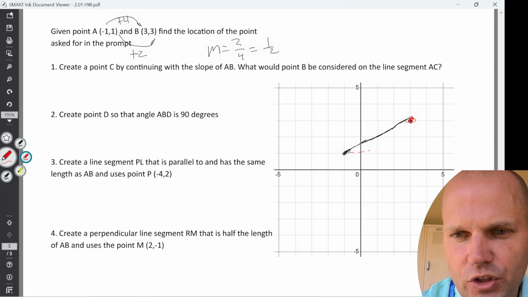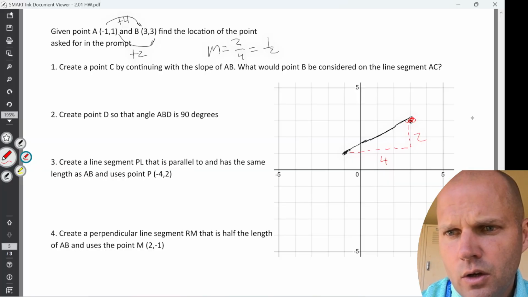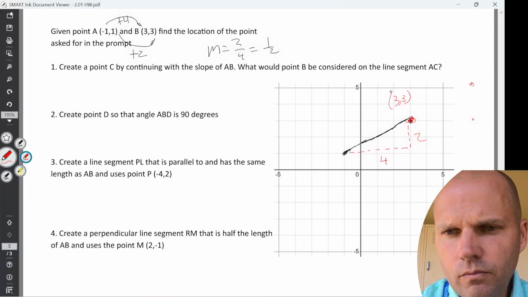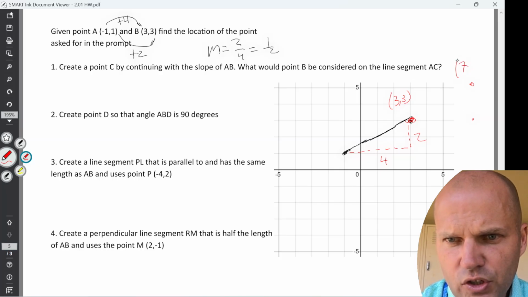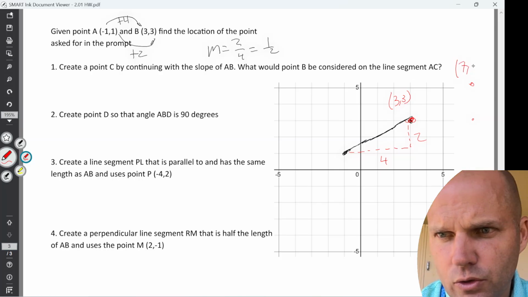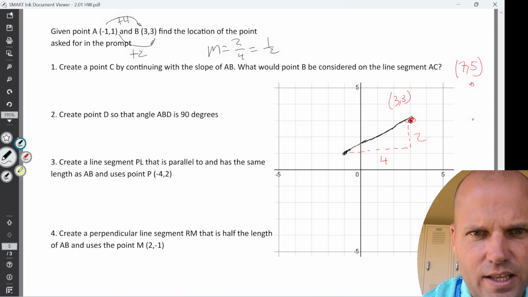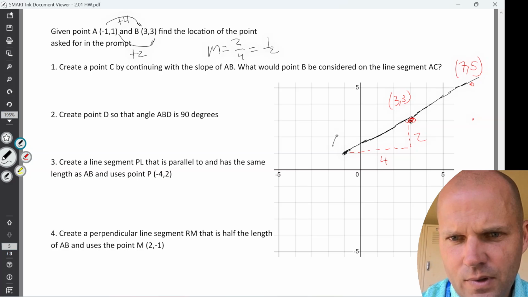If I continued with the same change of +4 for the x's and +2 for the y's, I would arrive at the point 7, 5. +4 to the x's and +2 to the y's. And that would create this segment AC.